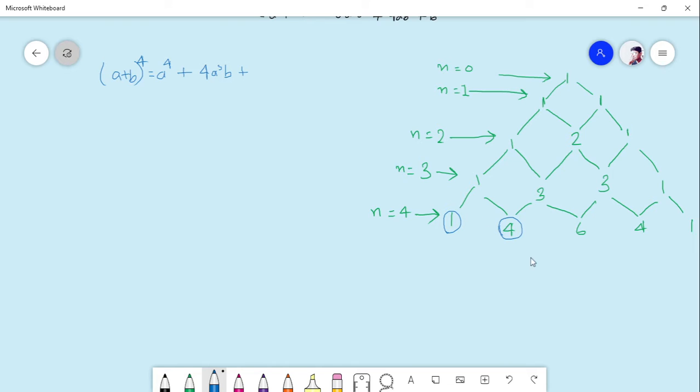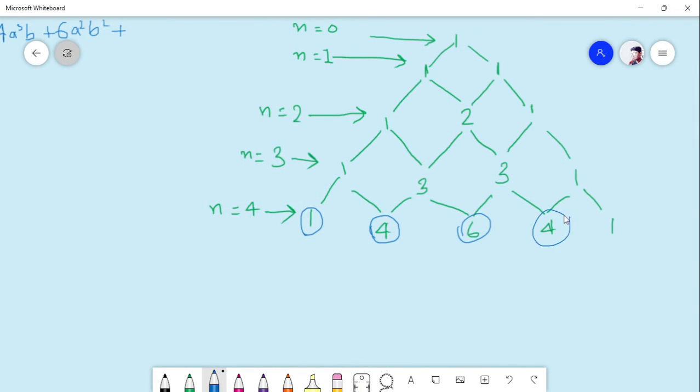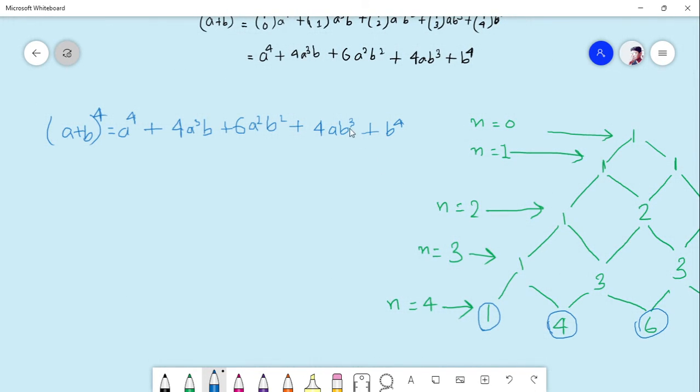The next coefficient will be 6, and so here is a squared, and plus b squared. Plus here the coefficient should be 4, so here will be 4, and a to the power 1 because it will decrease, and b cubed. And here the coefficient is 1, so it's just b to the power 4, and a to the power 0 is also 1. Now notice that these two are exactly the same.